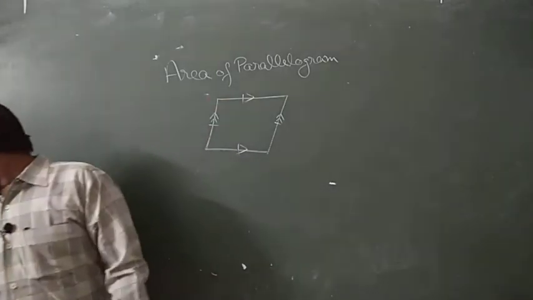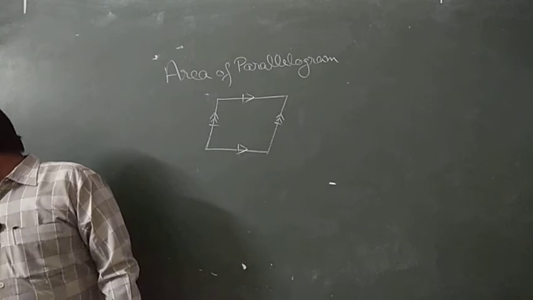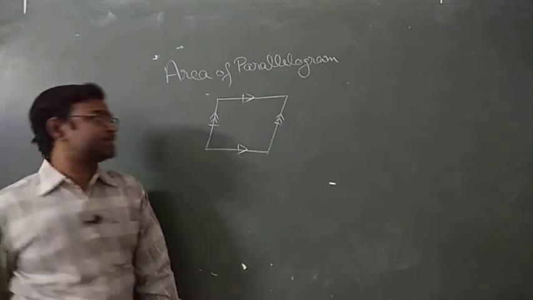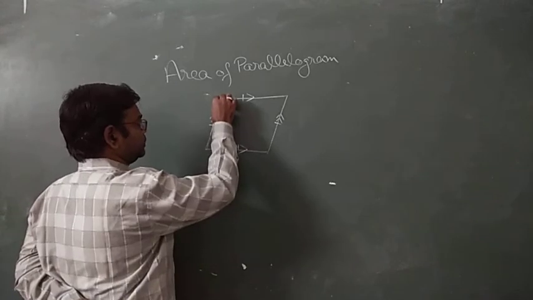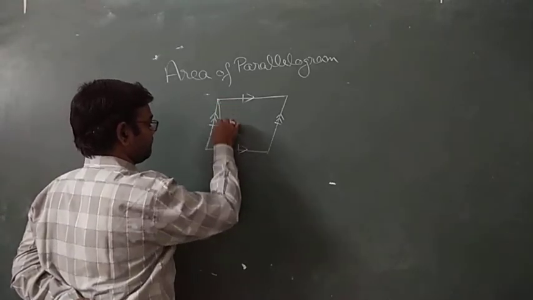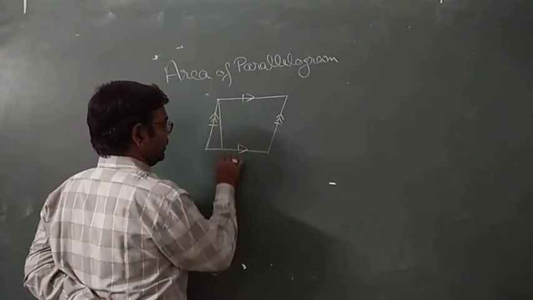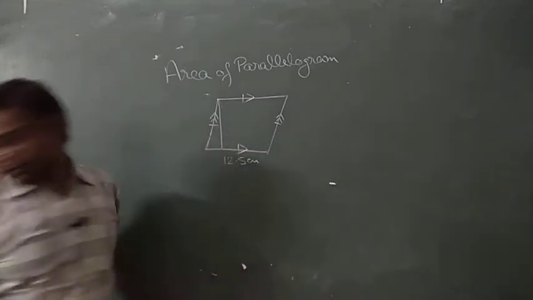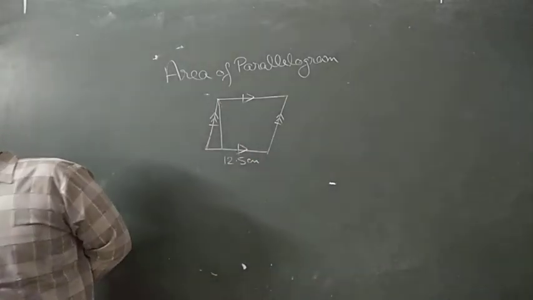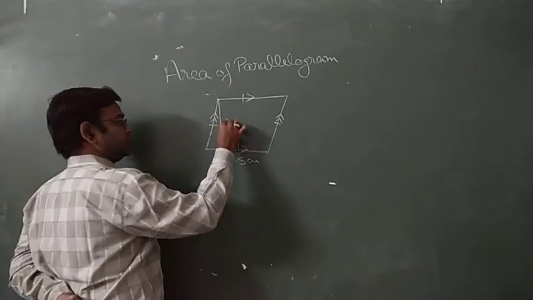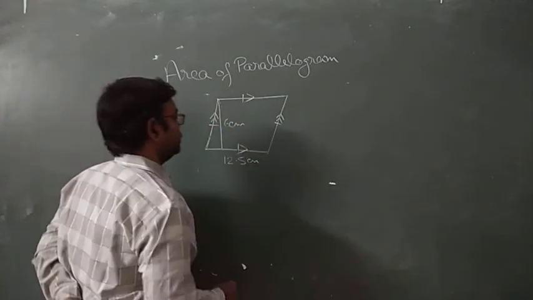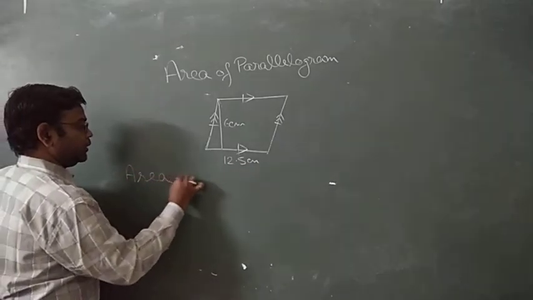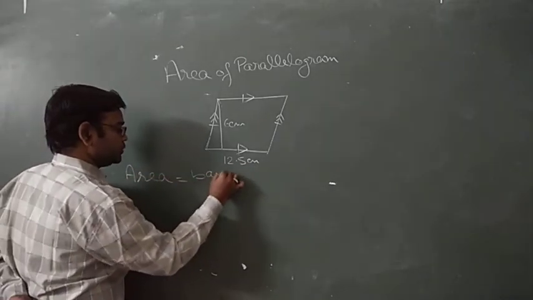So the question says that the side of a rhombus is 12.5 centimeter and the height is 6 centimeter. Height must be this one. Clear? Each side is 12.5 centimeter and the height is 6 centimeter. So what is the area? Area equals base into height.